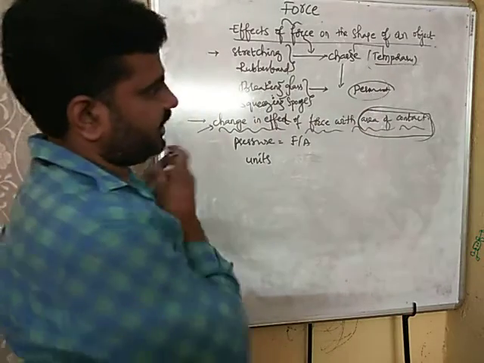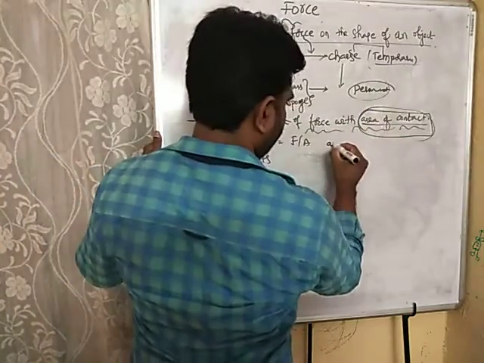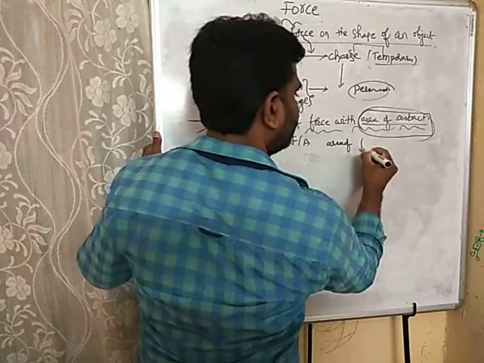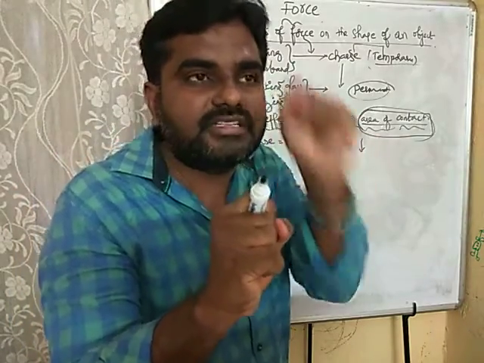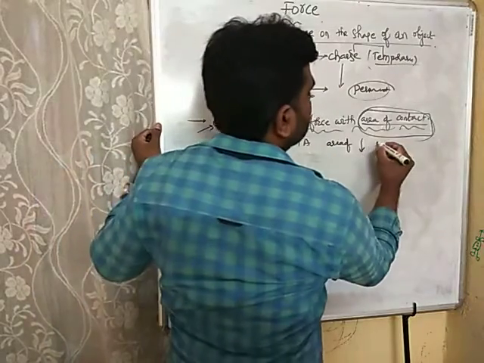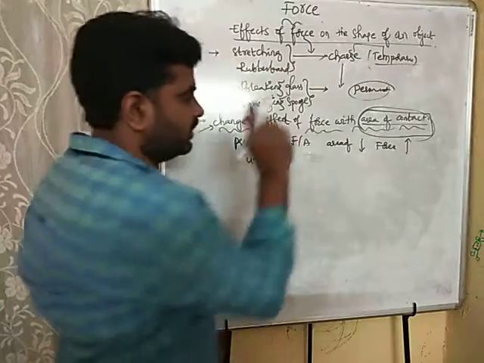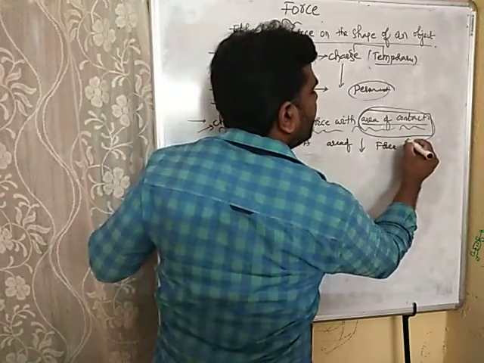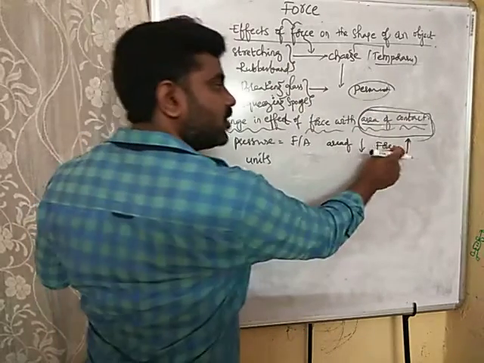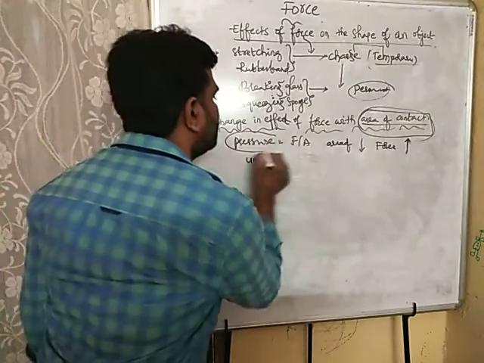If the area of contact is very low or less, like the sharpened edge of the pen or pencil, the force will be more. Remember that? When the area of contact is very low, then the force will be high. But actually this is not called a force. There is another term called pressure.